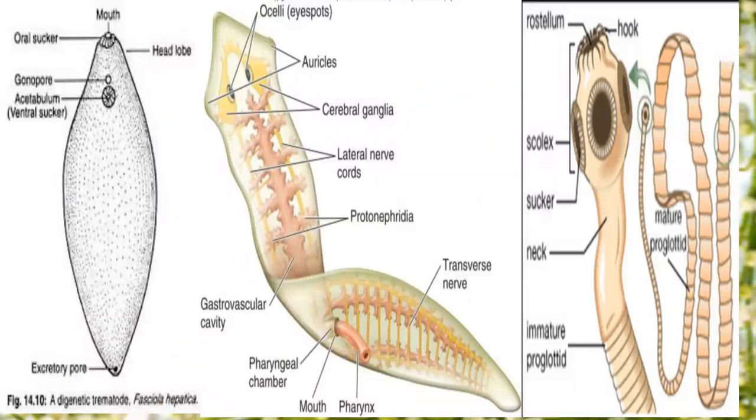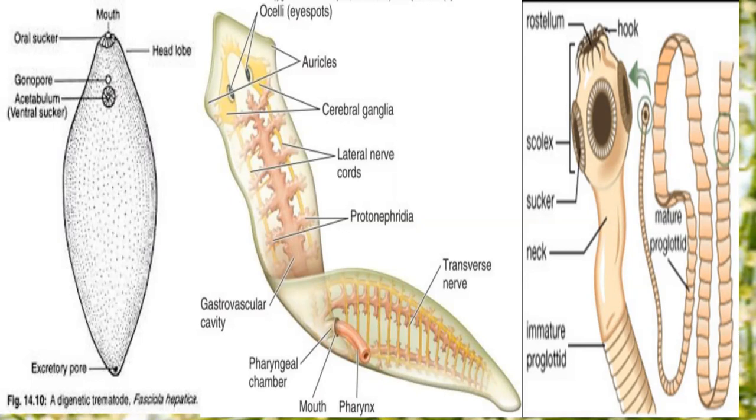They also have minute hooks which help them to attach with their host. Tapeworm doesn't have any digestive system, mouth or anus. So for their survival, they absorb the digested food of the host to their body surface.